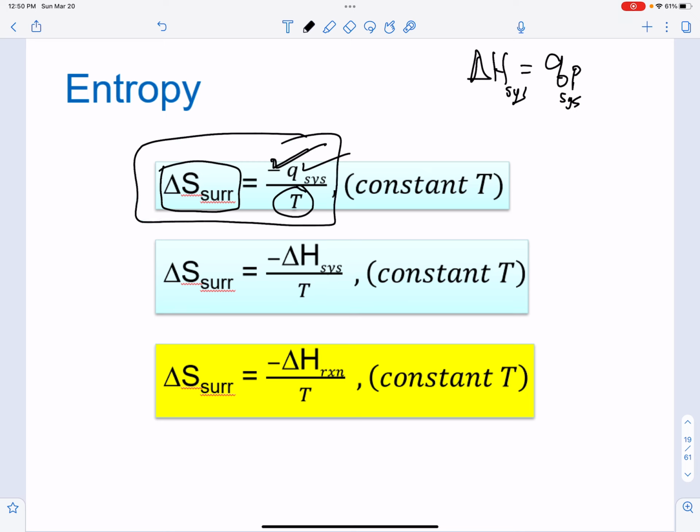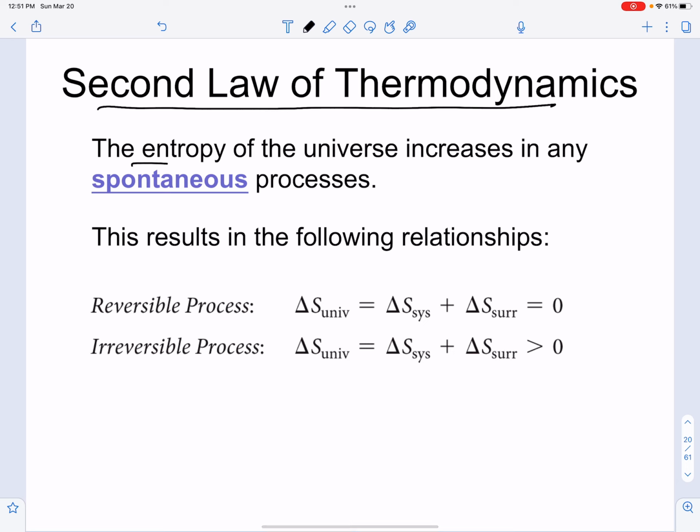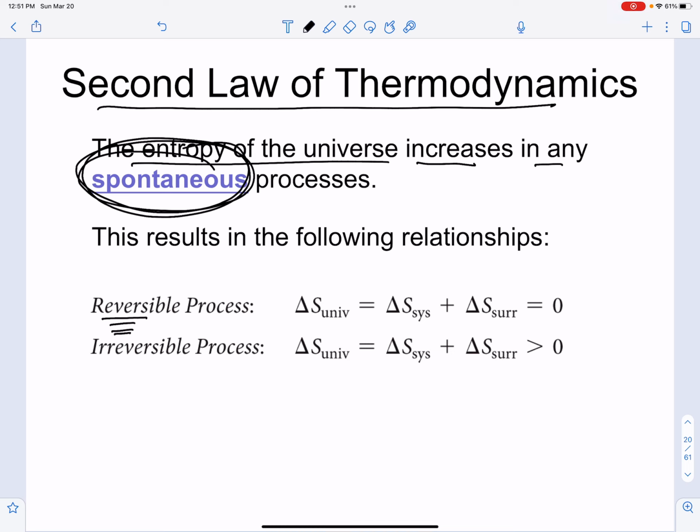So going back to the second law of thermodynamics, the entropy of the universe increases in any spontaneous process. So if the system is spontaneous, then the entropy is increasing. You can see it like this: if the system is reversible, then it is at equilibrium. So the change in entropy of the system plus the change in entropy of the surroundings has to be zero for the system to be reversible, or in equilibrium.